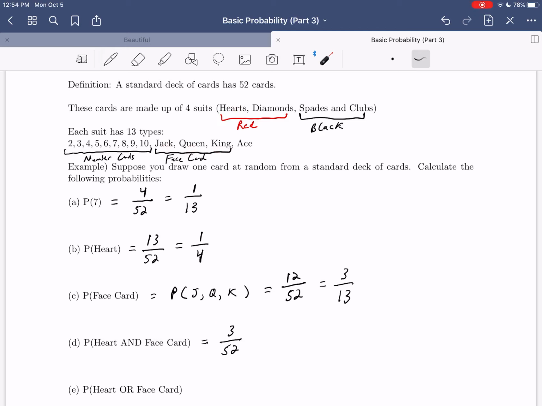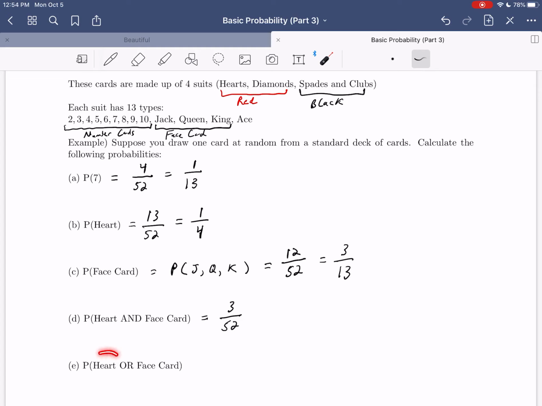Notice there's no simplification here because there's no way to view this as another sample space, because we're using both suits and types in this discussion, right? In all these other ones, 7 in face card, we were just interested in the types. And for hearts, we were just interested in the suit. Now that we're combining both, we have to use that fundamental description of 52 cards.